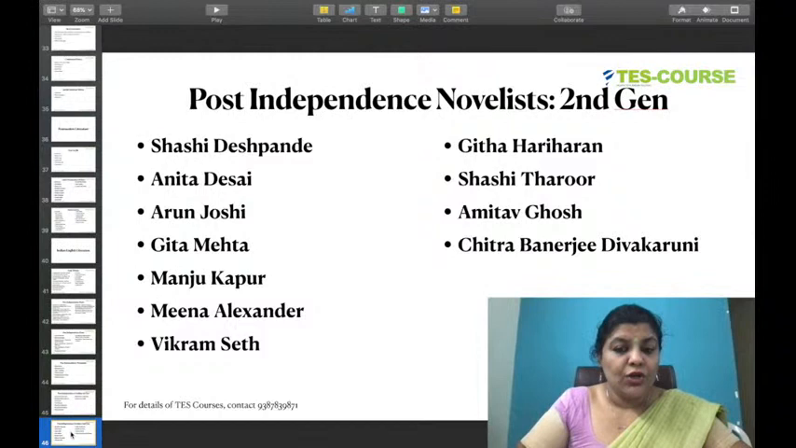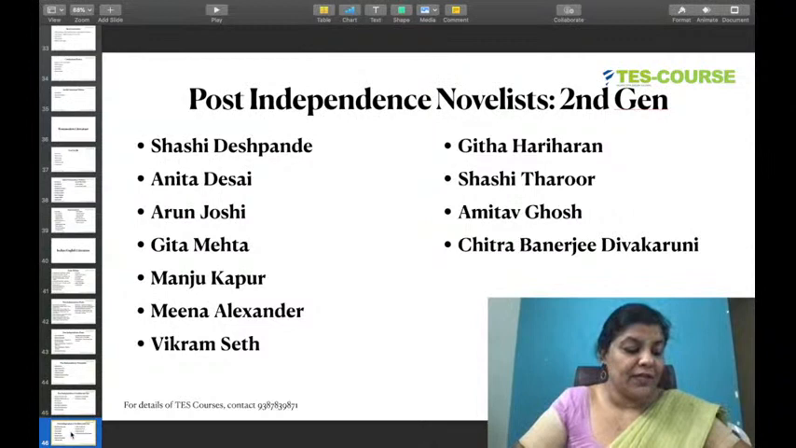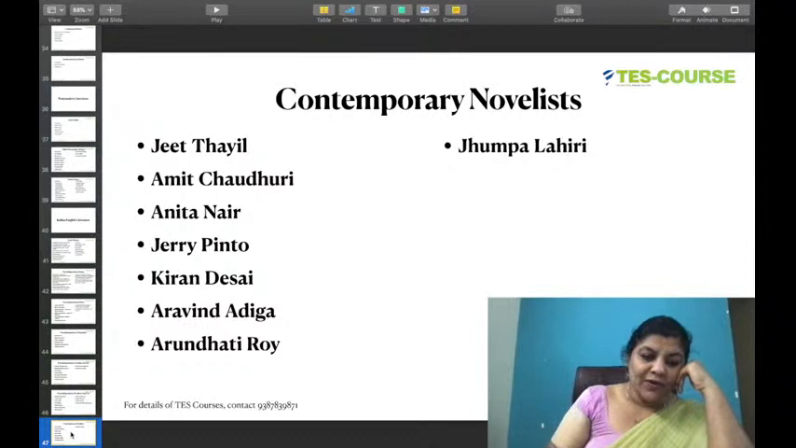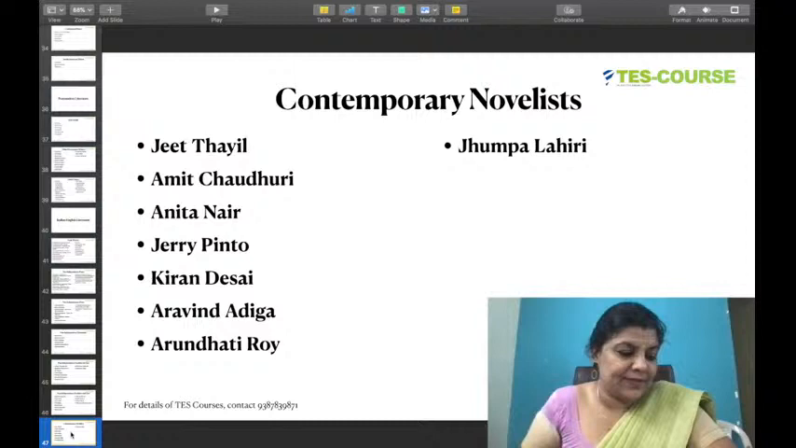Who wrote The Forest of Enchantments based on the Ramayana and The Palace of Illusions based on the Mahabharata? Chitra Banerjee Divakaruni. And contemporary novelists, tell me: Amit Chaudhuri, Anita Nair, Jerry Pinto. Okay, let me ask you: who wrote The Lowland? It is Jhumpa Lahiri.